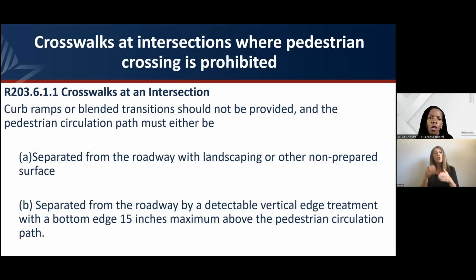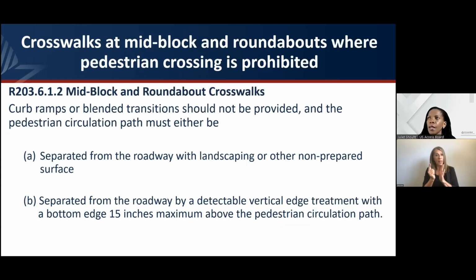So again, we're requiring curb ramps at either end of a crosswalk. But if you have a crosswalk where pedestrian crossing is prohibited, this is what PROWAG requires you to do when this crosswalk is at an intersection. Either one of these options is required. And I have an illustration for both these options. So this is for crosswalks at intersections where pedestrian crossing is prohibited. That same requirement applies at crosswalks at mid-block and roundabouts where pedestrian crossing is prohibited.